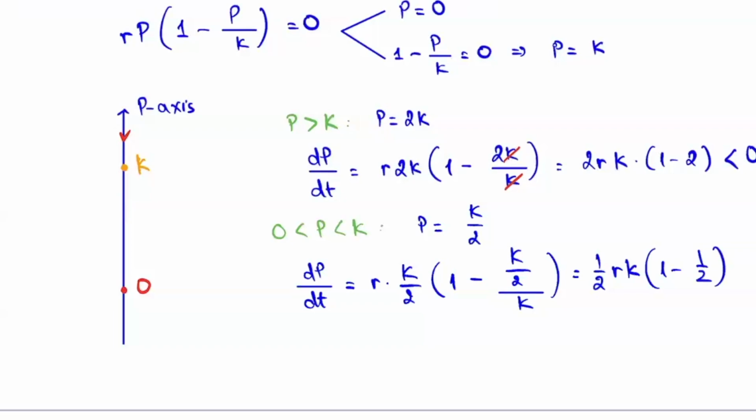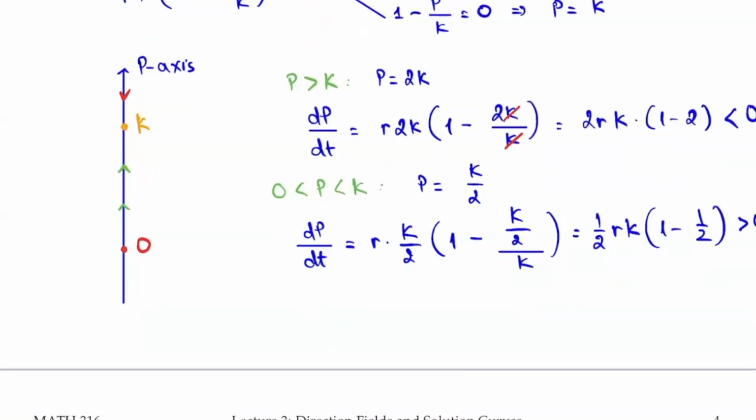Again, I don't care about the exact value, I just care about the sign of dp/dt. So in this case, the sign is going to be positive. So this positive indicates that the arrow points this way. That is to say that if the initial population falls within this interval, the population will reach the carrying capacity. Again, in reality, we don't consider a negative value for the population, but for the analysis, let's just do it.